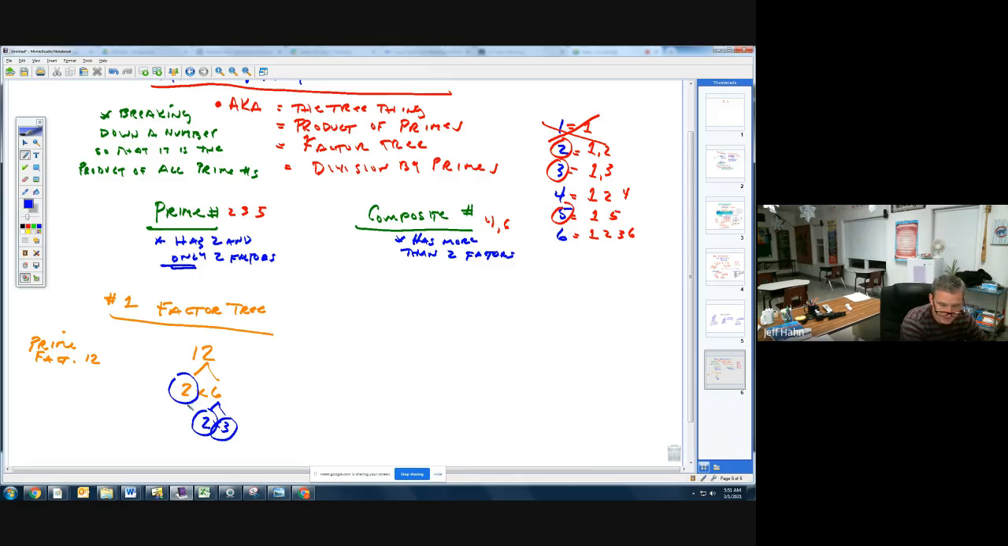So once you get to the end of all your tree things, the prime factorization of 12 is 2 times 2 times 3. But you know, if you remultiply this, 2 times 2 is 4, and 4 times 3 is 12, you will get what you started with. These are all prime numbers. They are the prime factorization of 12.